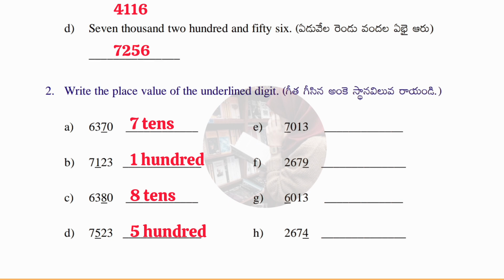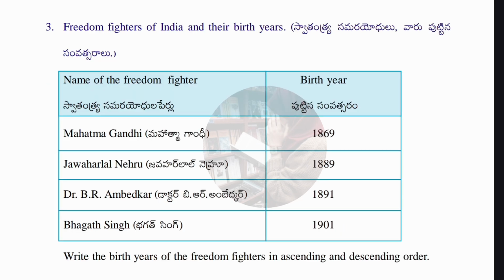Next fourth one, 7523, 5 is in hundreds place. Next fifth one, 7013, 7 is in thousands place. Next one, 2679, where 9 is in ones place. Then 6013, 6 is in thousands place. Then 2674, 4 is in ones place. Understood, guys? Now we'll see the third question, which is freedom fighters of India and their birth year.